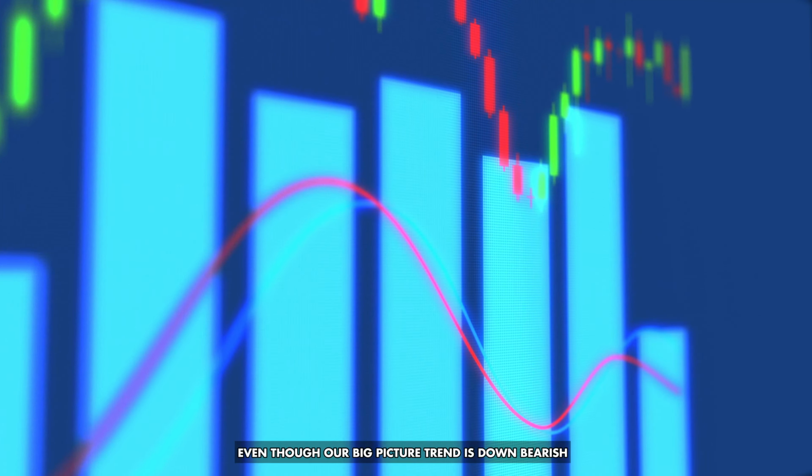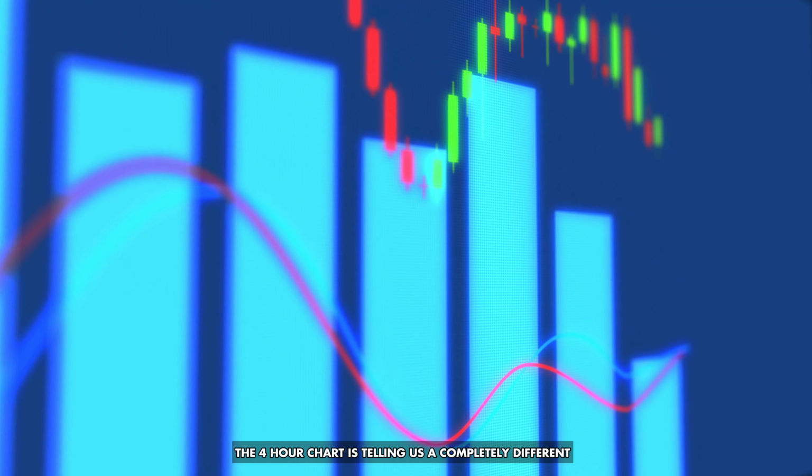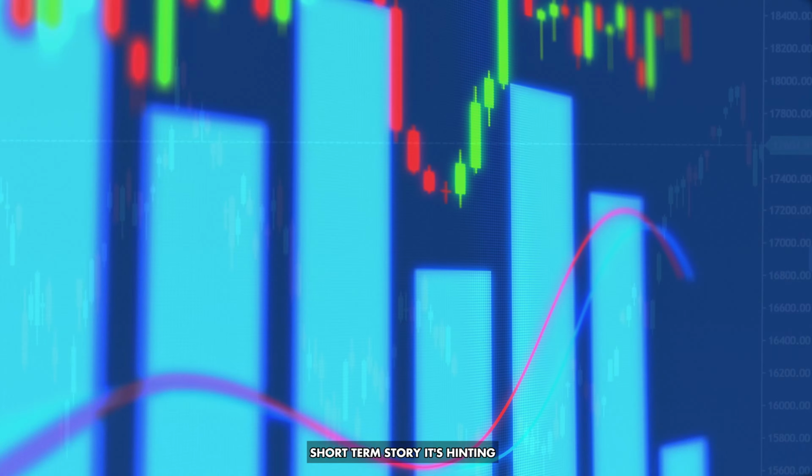So check this out. Even though our big picture trend is down, bearish, the 4-hour chart is telling us a completely different short-term story.